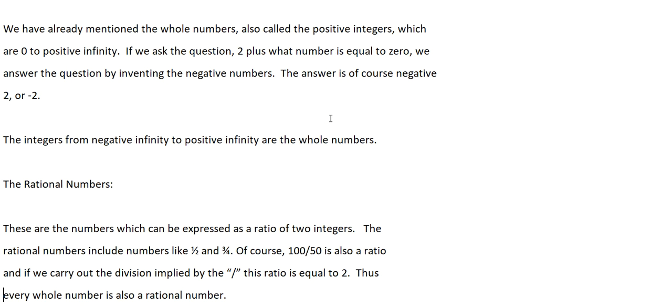All right. We've already mentioned the whole numbers, also called the positive integers, which are 0 to positive infinity. If we ask what number 2 plus what number is equal to 0, we answer that question by inventing the negative numbers. The answer of course is -2. We would write that with a dash in the front, so -2. The integers from negative infinity to positive infinity, these are the whole numbers.